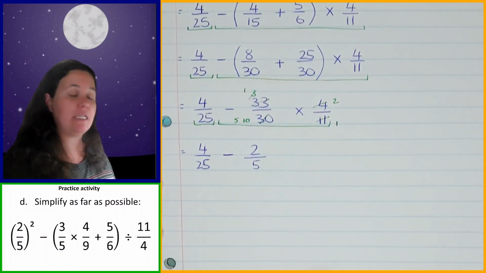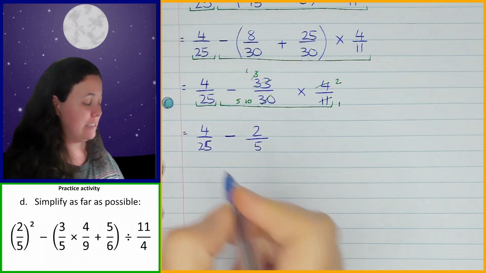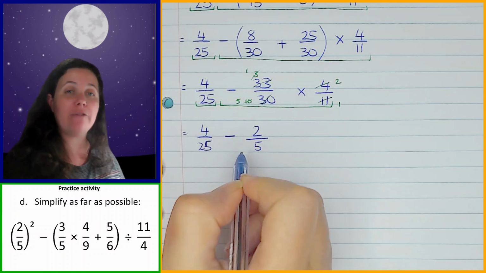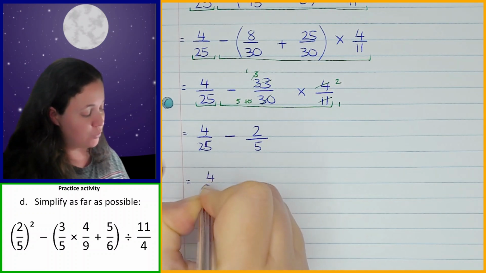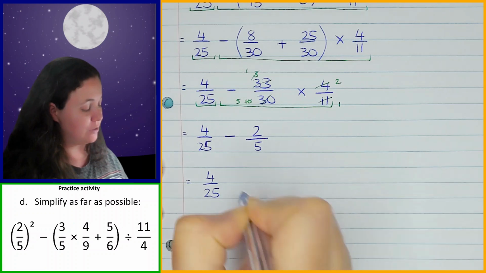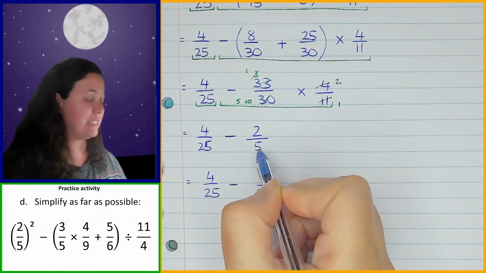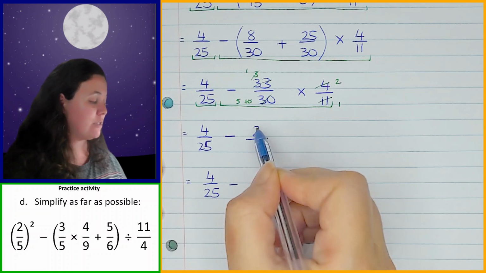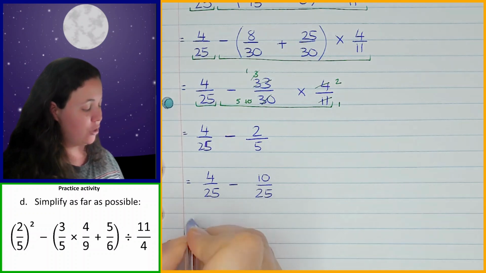So now I need to do that subtraction. But in order to do the subtraction, I need to find my LCD. So for 25 and 5, my LCD is going to be 25. So that's going to be 4/25. It's already over 25, so it doesn't change. Minus, this is going to be over 25. So let's see what we need to do. I need to multiply that by 5. So I times the top by 5 as well, and that gives me 10. So I have 4/25 minus 10/25.